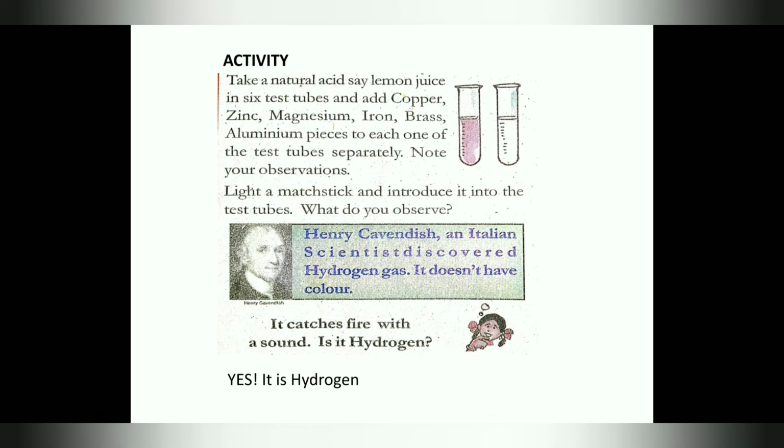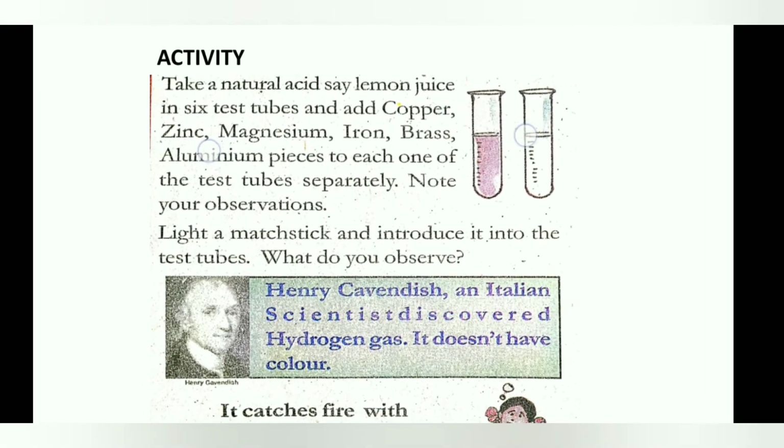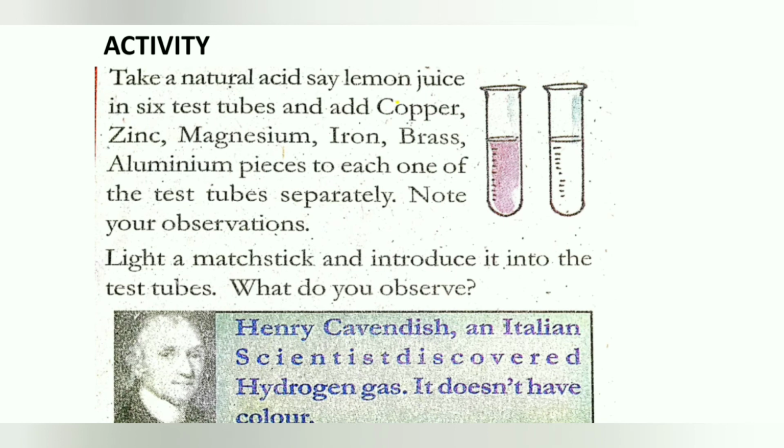So here we have one more activity. Take a natural acid, say lemon juice, in 6 test tubes. So take a natural acid, that is lemon juice. You have to take it in 6 test tubes. Then you have to add copper, zinc, magnesium, iron, brass and aluminium pieces to each of the test tubes separately.